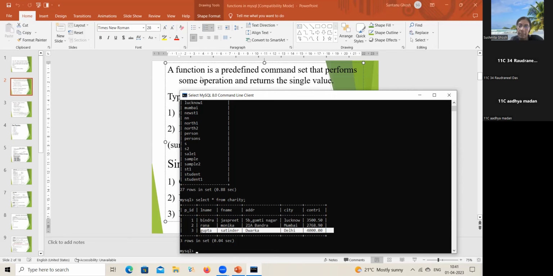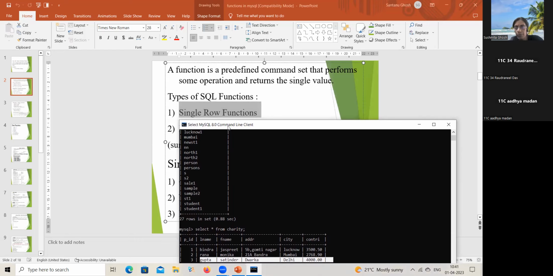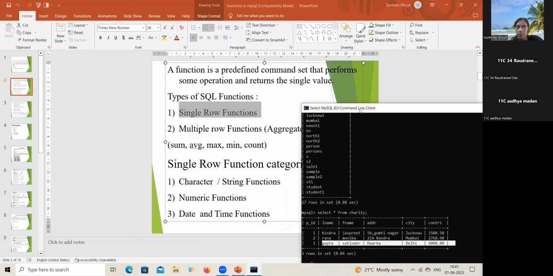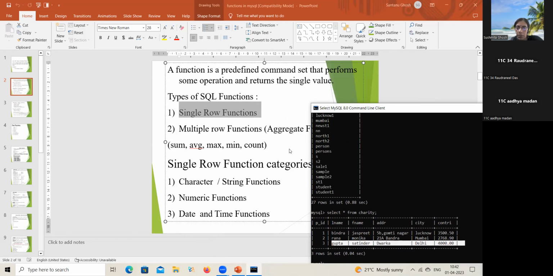For every row, I get an output. The applicable rows, of course. If we are putting a where condition, then it will be the applicable rows. Whereas in the case of multiple row functions, you get one output corresponding to multiple rows. Like if I say sum of country, it will be one output. If I say max of country, one output, min of country, one output. Right? So multiple rows corresponding to one output when I'm using multiple row functions or aggregate functions. Single row is one output corresponding to every row for the column you're talking about.